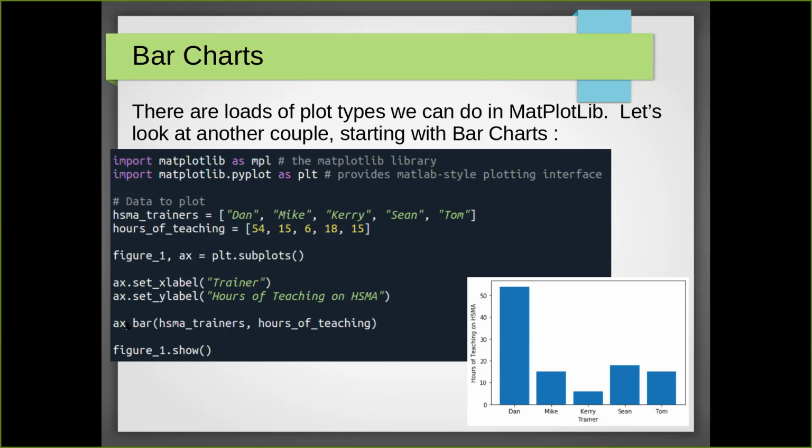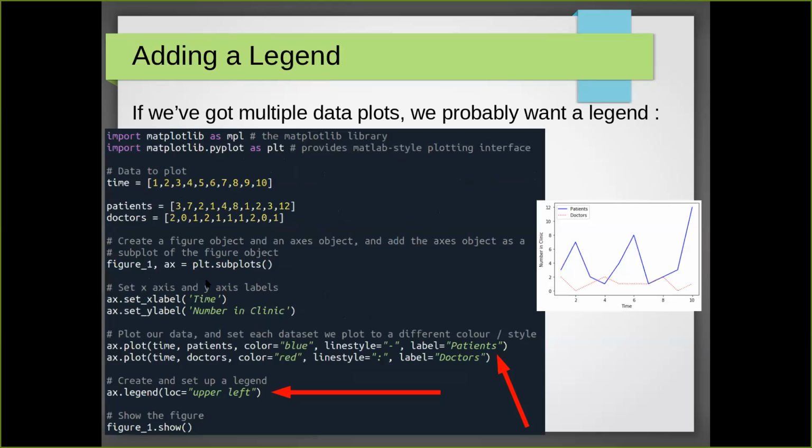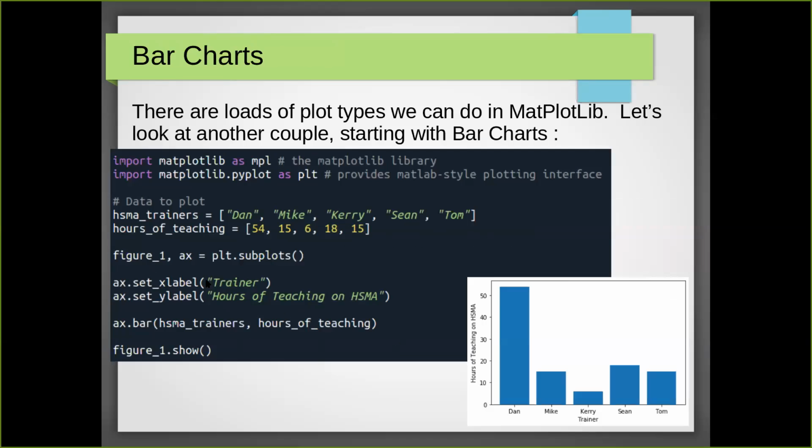And then the only difference is, instead of saying ax.plot, which is what we did before, which gives me a line plot, I'm going to say ax.bar, and ax.bar will give me a bar chart. And I simply pass into ax.bar the X and Y data that I want to plot. So in this case, the list of HSMA trainers against the number of hours of teaching.